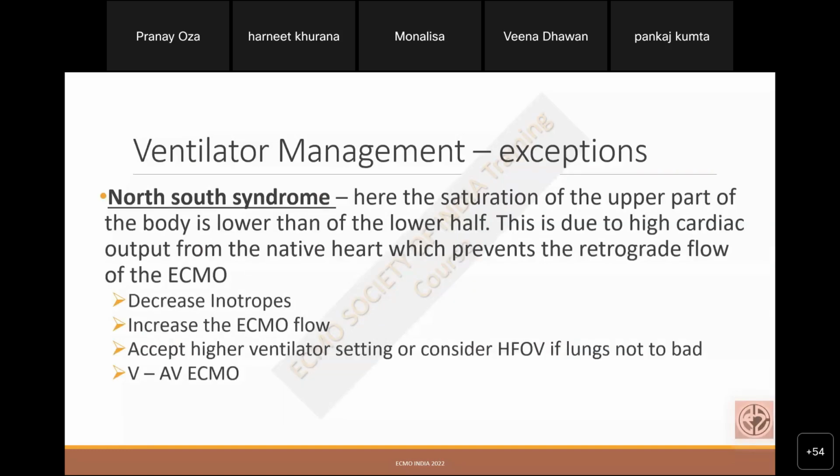In the case of north-south syndrome, as we discussed, there is hypoxia of the upper half of the body, because the upper half of the body depends on the lungs for oxygenation. So you have to accept higher ventilation settings. And if nothing helps, then you might have to think about APRV mode or HFOV, and if nothing helps, then go for VAV ECMO.